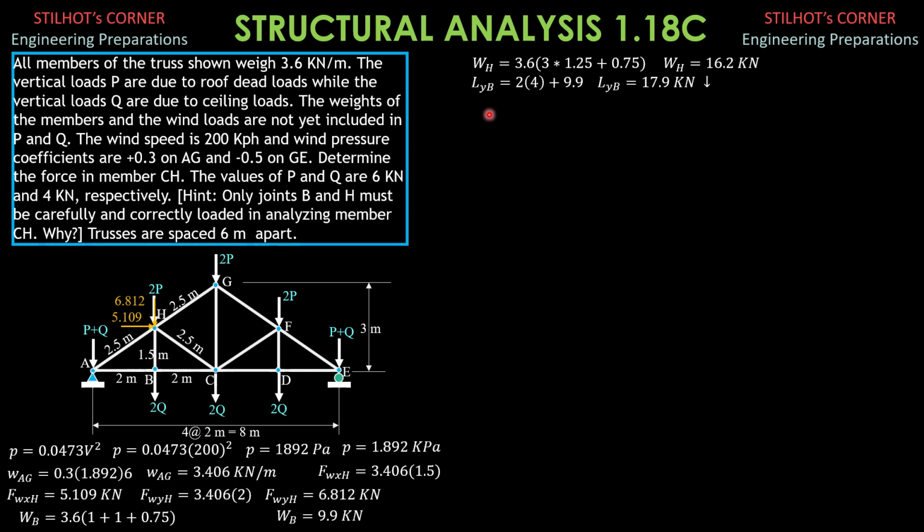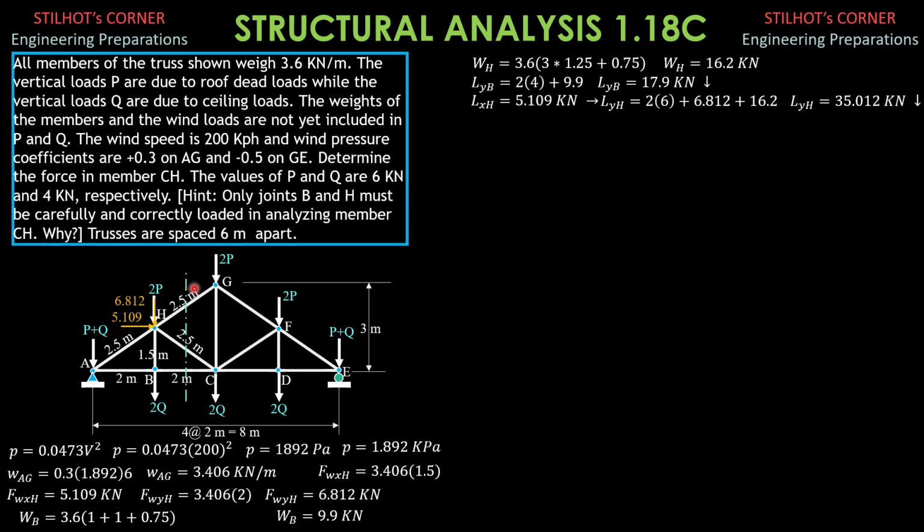The total X component of load at H is 5.109, and that's already here. The total vertical load at H consists of 2P plus wind load 6.812, then plus the weight of members transmitted at H, which is 16.2. So Ly at H is equal to 2 times 6 plus 6.812 plus 16.2, and that is equal to 35.012 kilonewtons downward.